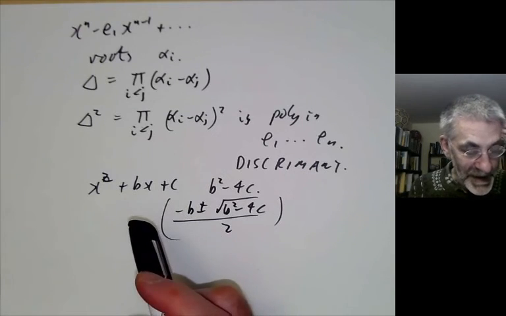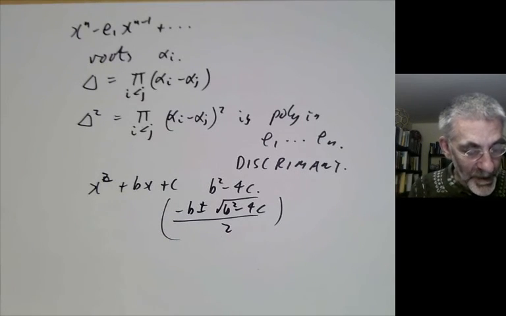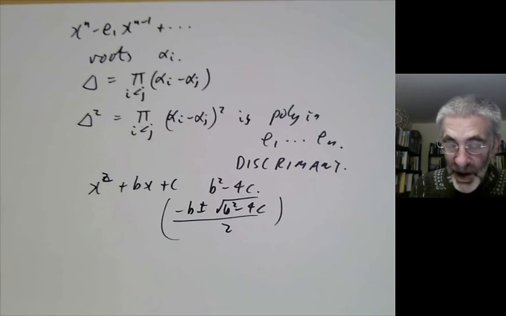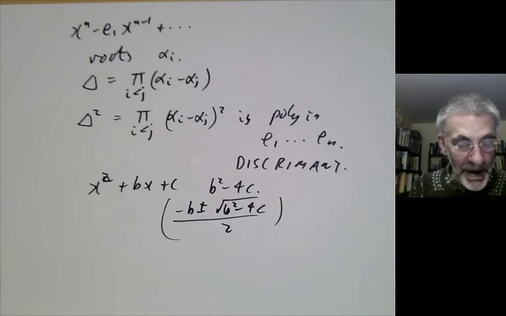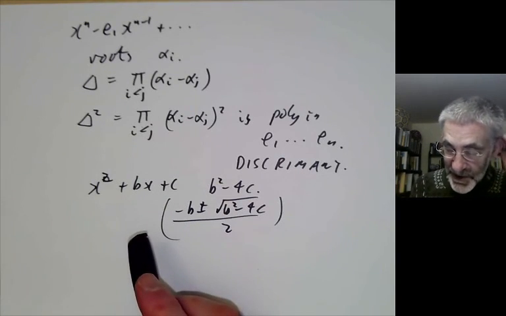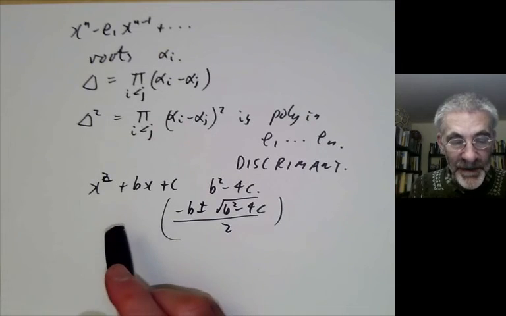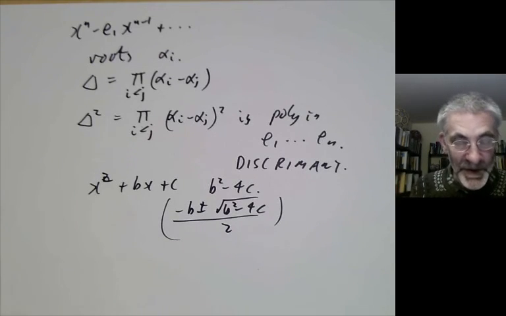In order to find it in higher degree, we can use something called the resultant of 2 polynomials. And I'm going to stop here and leave the discussion of the resultant to the next lecture.